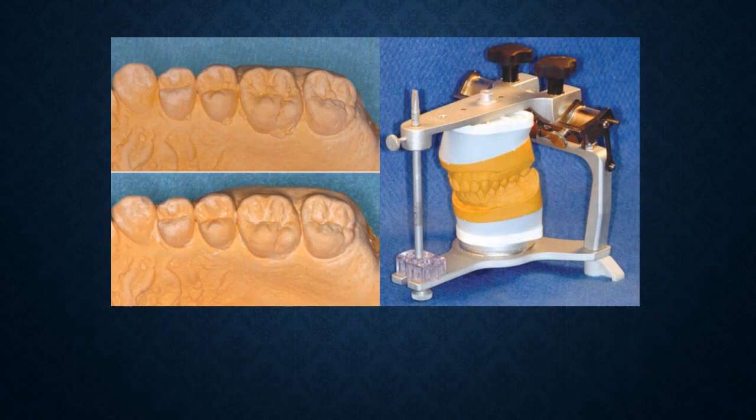This figure shows you a cast with good surface details on the lower stone, but it does not have good details on the upper. You can see nodules of stone. This will complicate the occlusal analysis of the patient. On the right side, there is a nicely mounted upper and lower diagnostic cast on a semi-adjustable articulator.